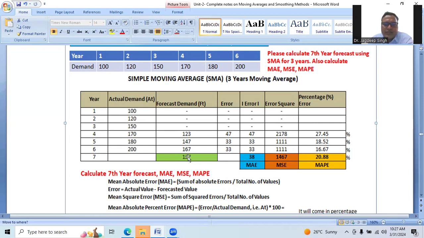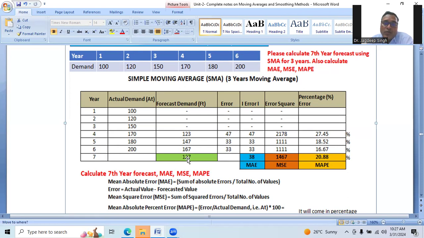That is wrong actually, so I need to calculate it here. 170 plus 180 plus 200, 550 divided by 3, it will become 183.33. So instead of 127, it will become 183.33, right? So please correct it. So 183.33 will become the 7th year forecasted demand.